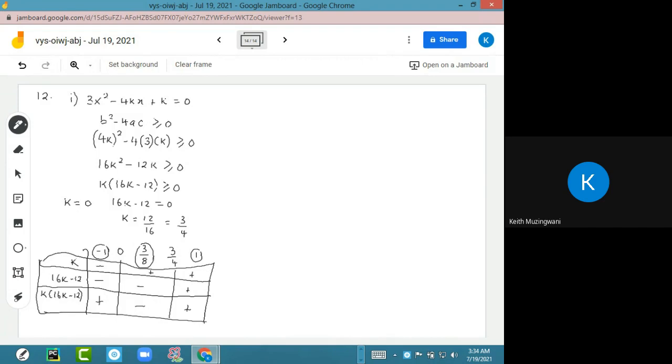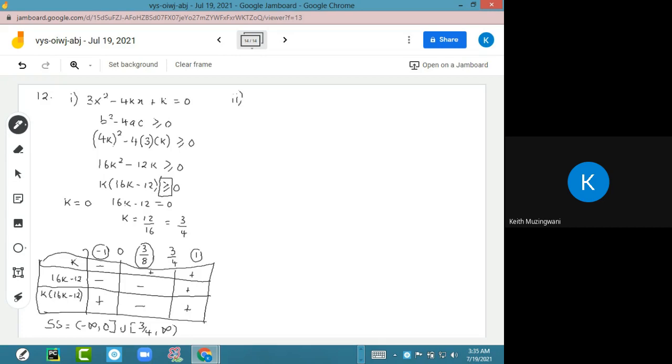We said whenever it is greater or equal to 0, we said we get what? The positive. So the solution set here is going to be negative infinity all the way up to 0, included, union, include 3 over 4, go all the way up to infinity. So 1 was just that.